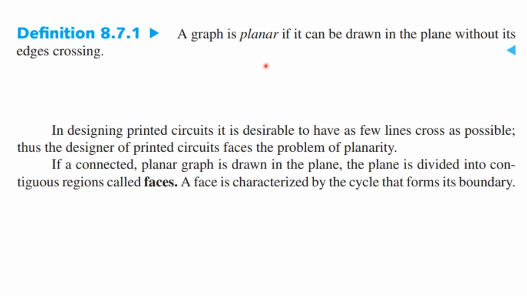So we say a graph is planar if it can be drawn in the plane without its edges crossing. This does have applications to printed circuit boards where you don't want lines to cross because of the interference. And another definition is, if a connected planar graph is drawn in the plane, it is divided into contiguous regions called faces. A face is characterized by the cycle that forms its boundary.